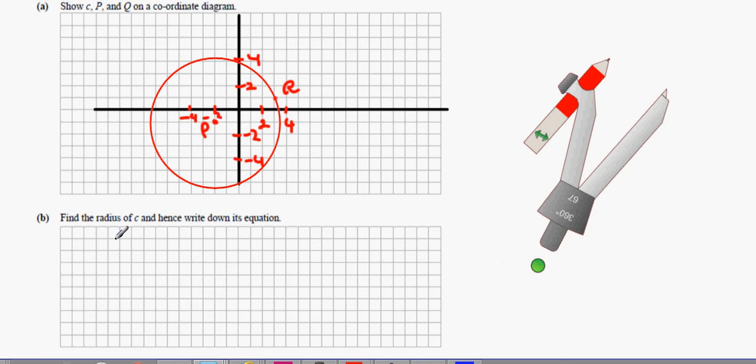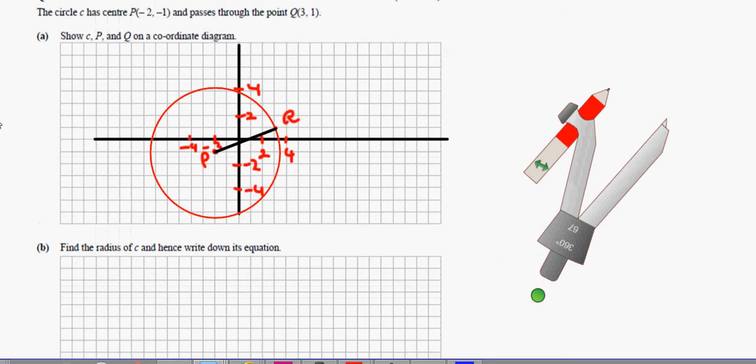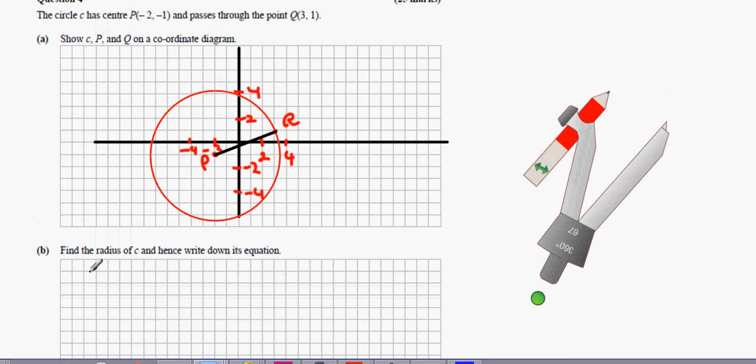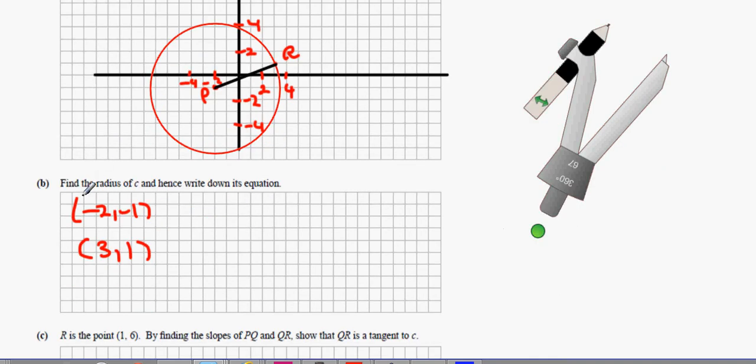Now, find the radius of C and hence write down its equation. Okay. Now, the radius is the distance between P and Q. So all we need to do is write down the two points P and Q. So minus 2, minus 1, and Q is 3, 1. To do this, we just find the distance formula. This is x1, y1. This one here is x2, y2.